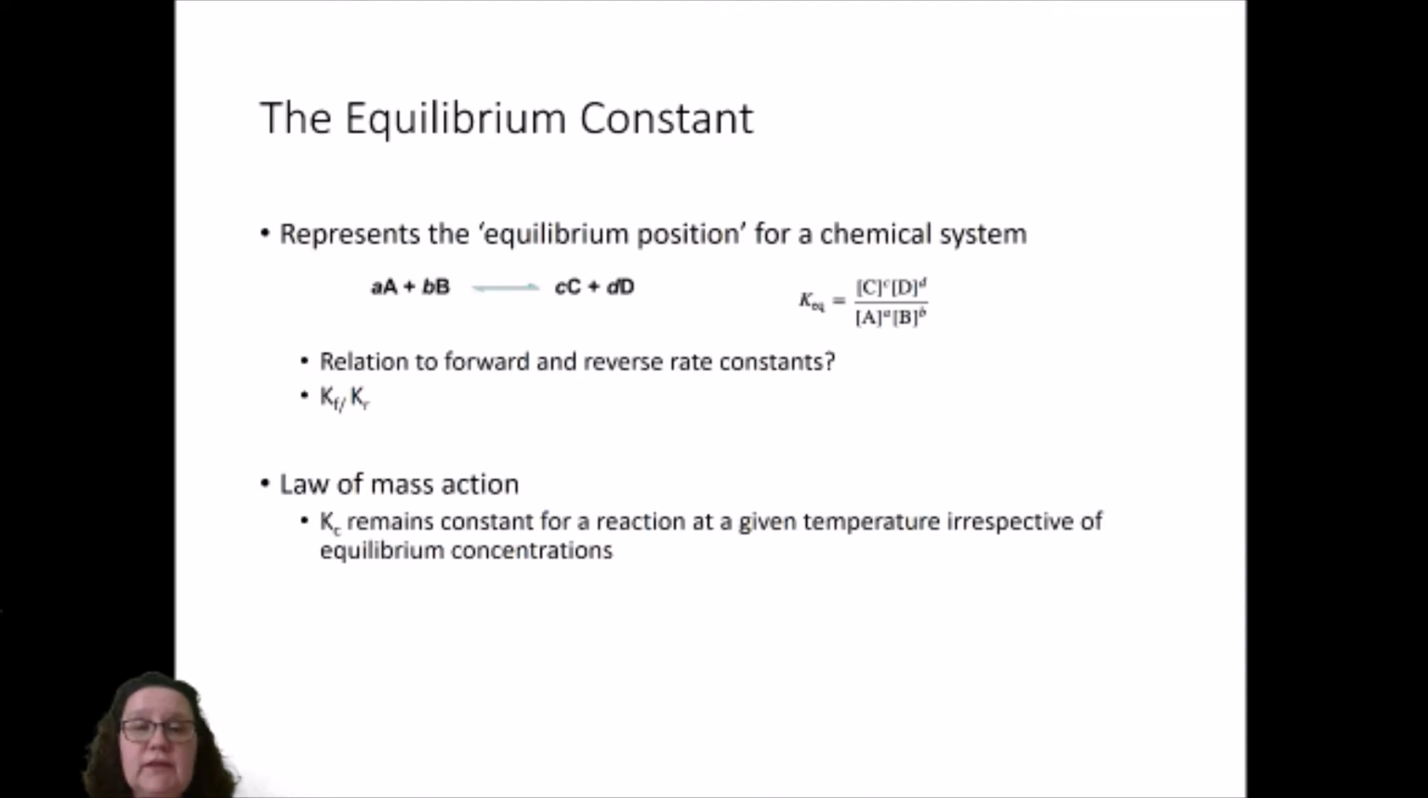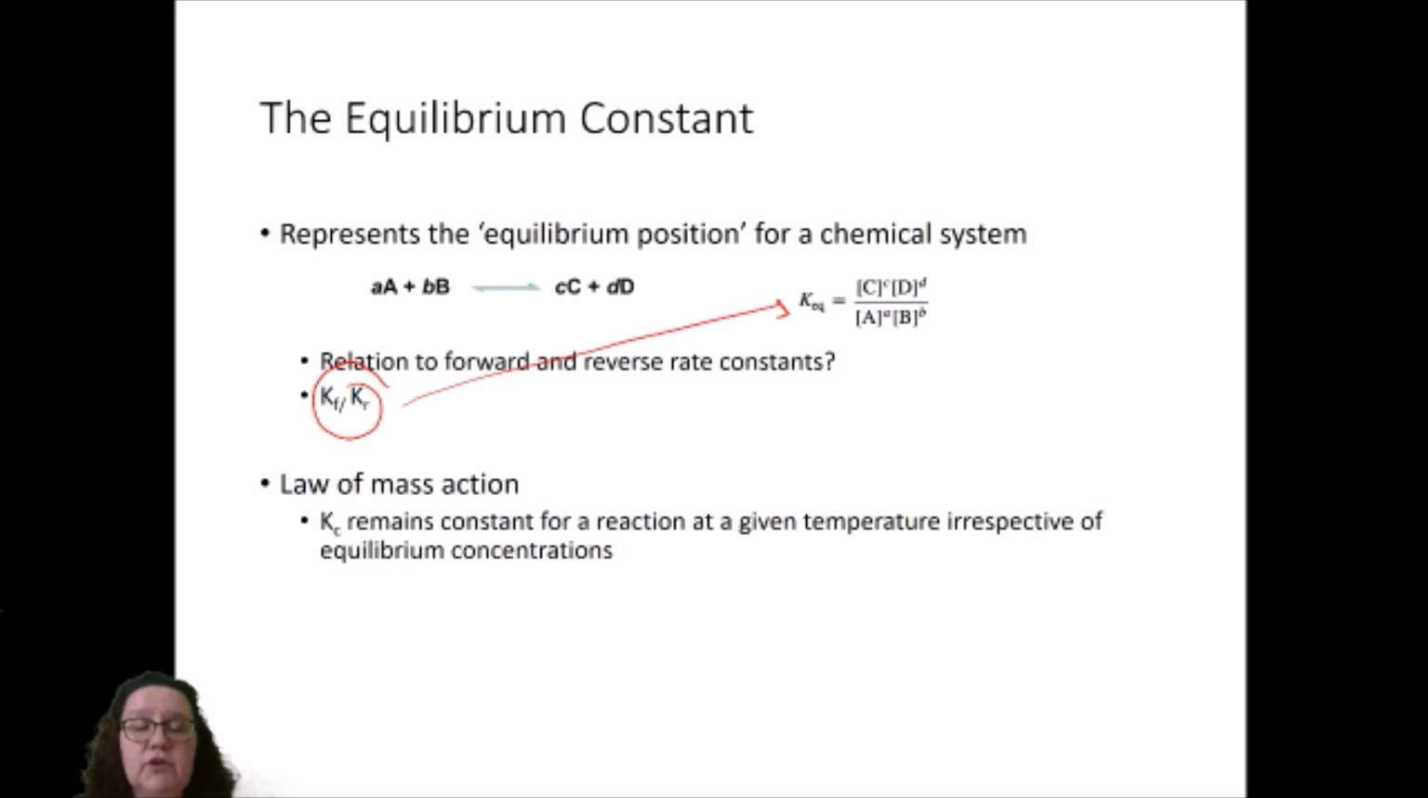And the equilibrium constant represents the relation between the forward rate constant and the reverse rate constant. So it would be the rate constant of the reaction going forward divided by the rate constant of the reaction going backwards, and put together, they represent the equilibrium constant for that reaction.